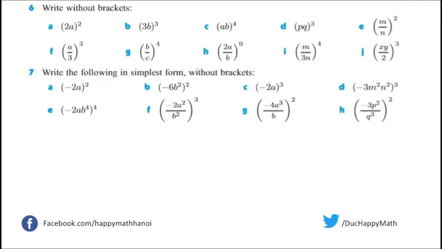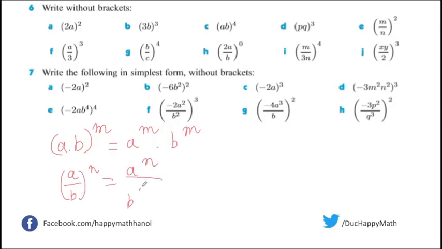Exercise 6. Write without brackets. This exercise and exercise 7, we will apply the formula like this: a times b power m outside. So you apply power m for a and for b. For a divided by b, you get the n here, and a power n and b power n here. Okay, quite easy.